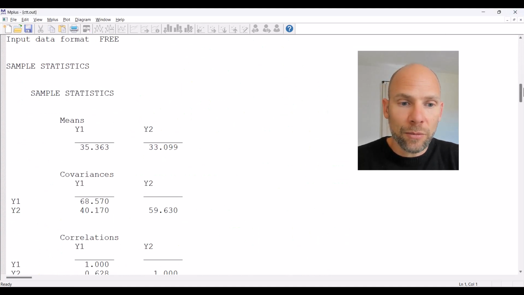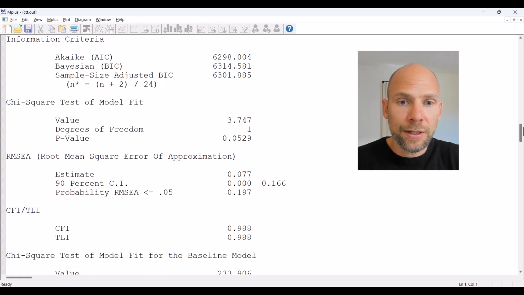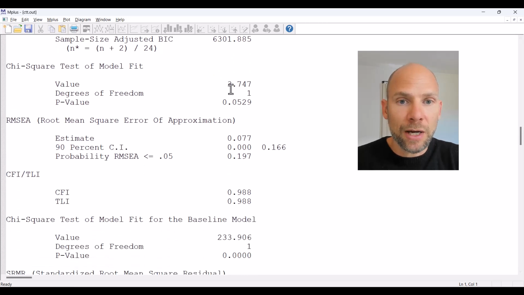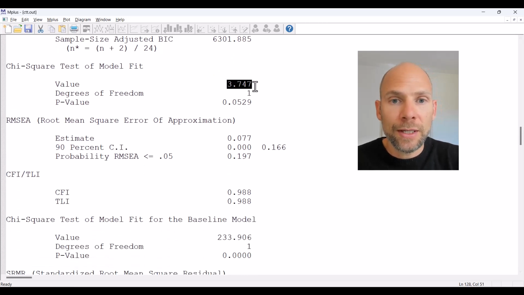And let's take a look at model fit here real quick. You can see the chi-square is now much better. So now it's only 3.747. Previously it was 50 something. And we have 1 degree of freedom less because we are estimating 1 additional parameter.